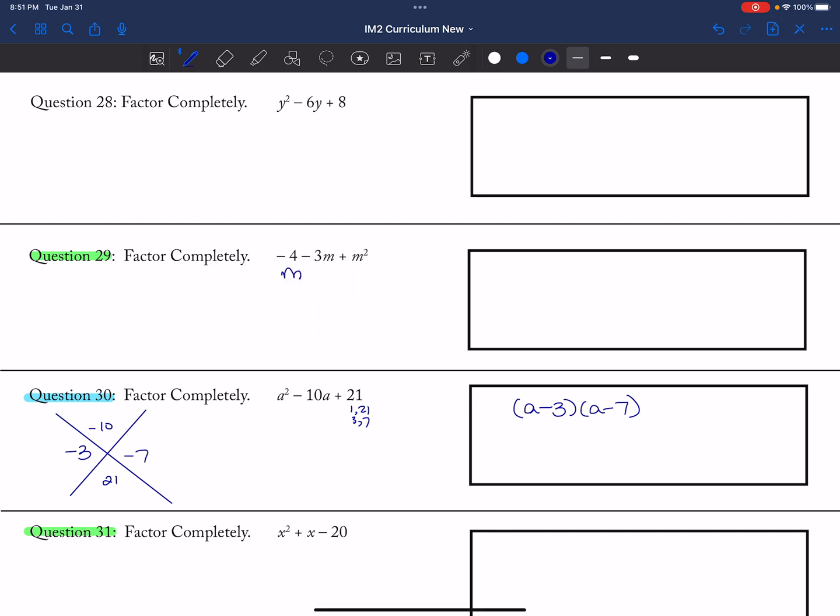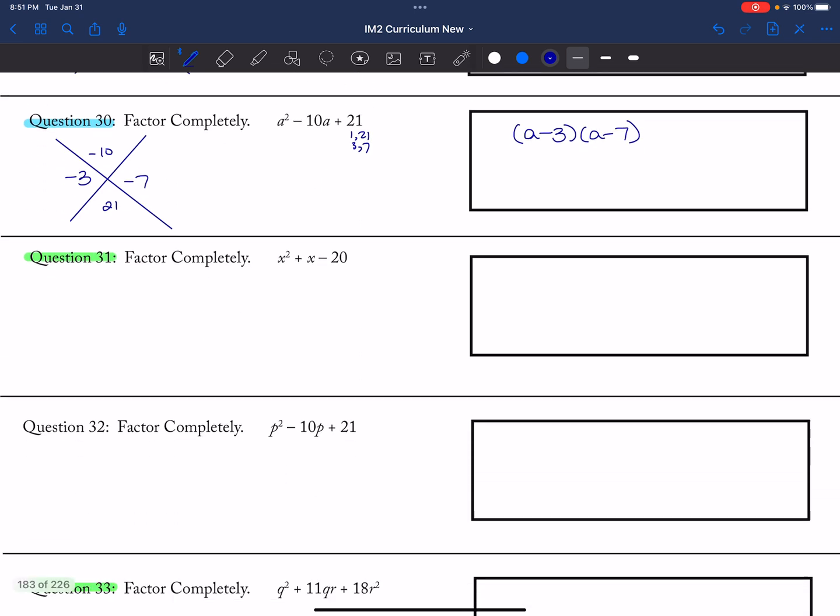So m squared minus 3m minus 4. So again, draw my x's. Negative 3 on top, negative 4 on the bottom, negative 4 and 1. 1 and 4, 2 and 2. So then I'm m minus 4 and m plus 1.